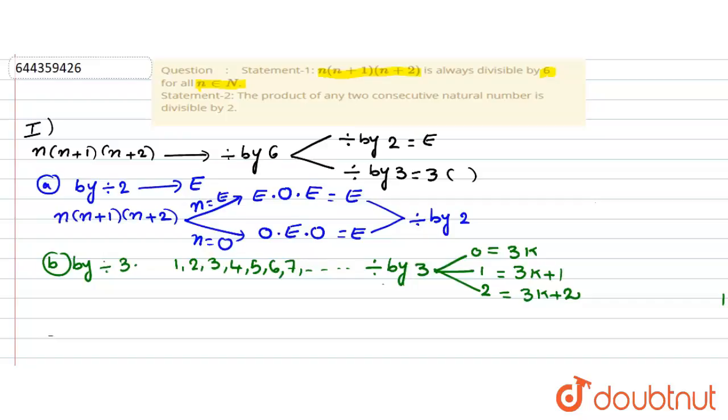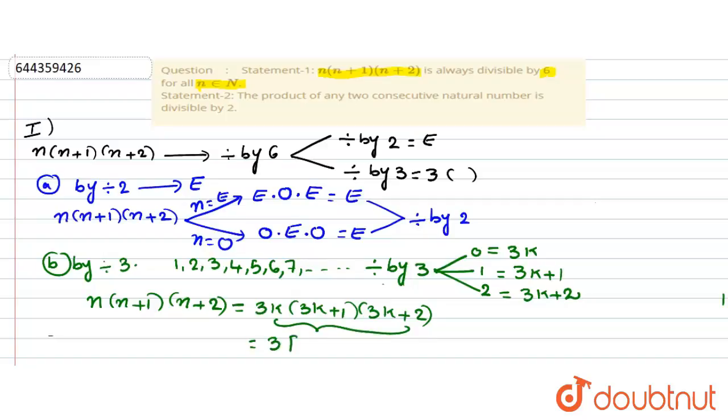So here n, n plus 1, n plus 2 are 3 consecutive natural numbers. n can be any one of these 3 forms: 3k, 3k plus 1, 3k plus 2. Because they are consecutive, we will get a form like 3k into 3k plus 1 into 3k plus 2. Clearly, by taking 3 common, this can be written as 3 into something, k into 3k plus 1 into 3k plus 2; I took it as m. So we wrote n into n plus 1 into n plus 2 as 3 into something, so it is divisible by 3.